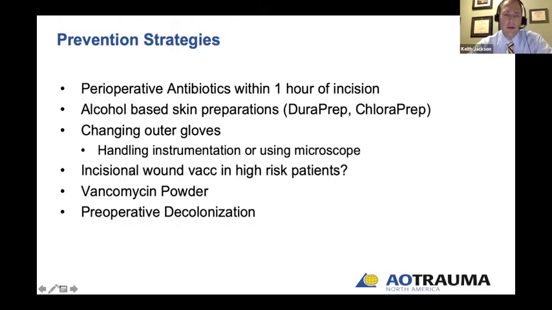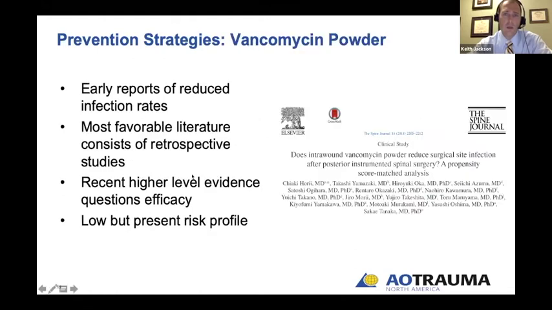The use of incisional wound vacs is an idea that's in the community. There was a pilot study reported recently in the Journal of Neurosurgery in high-risk patients that showed significant reductions in infection rate. It'll be interesting to see how this idea matures as we get better data. The last two are probably two of the more common prevention strategies, and we're going to spend a little bit of time on each. But they're topical vancomycin powder as well as preoperative decolonization. So vancomycin powder is a little bit of a debatable topic right now.